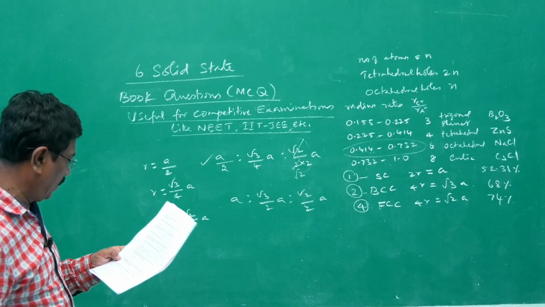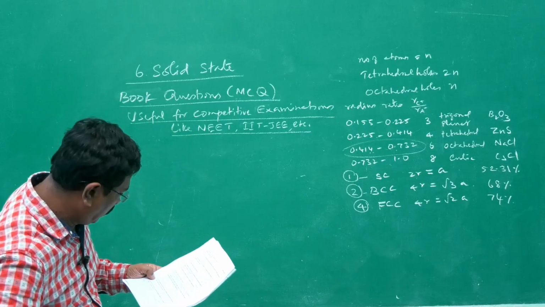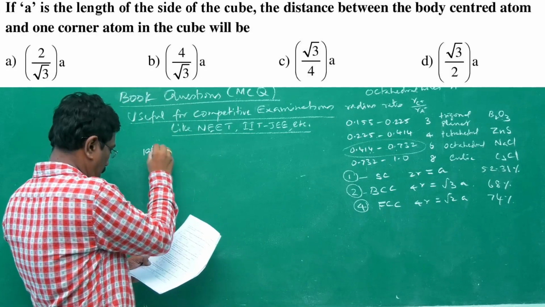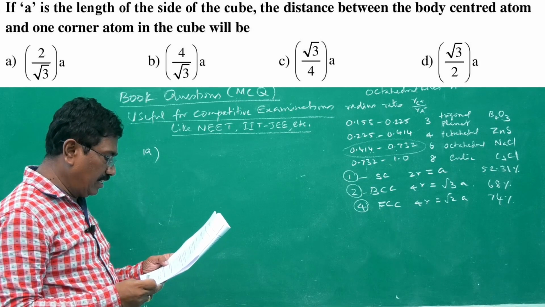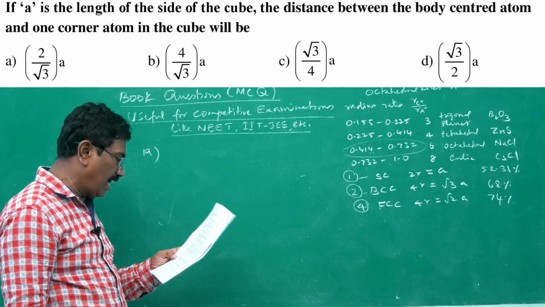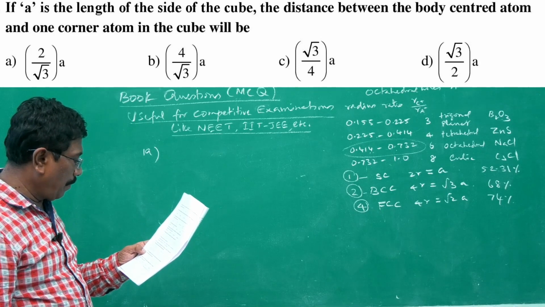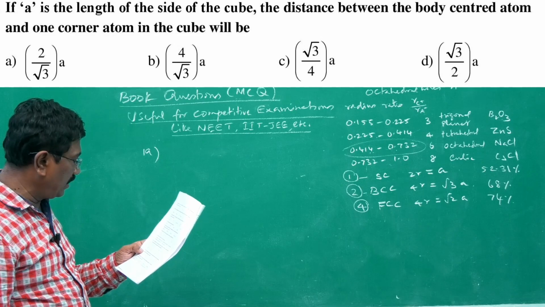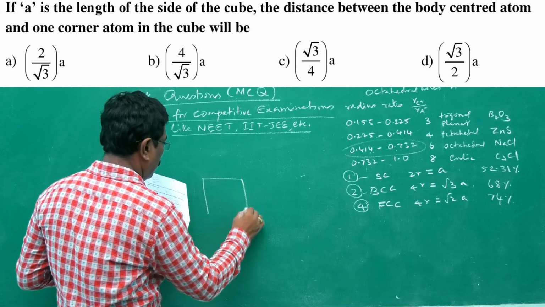Then 19th question. This 19th question. If A is the length of the side of the cube, the distance between body centered atom and one corner atom in a cube will be. So, what does the question mean?